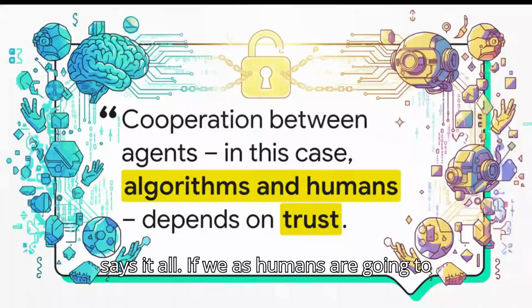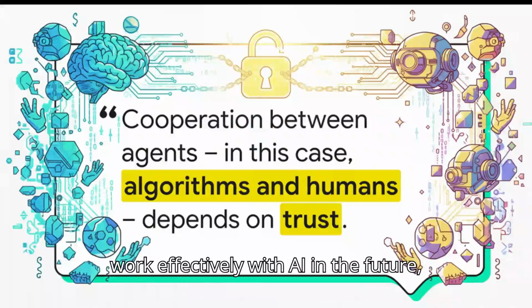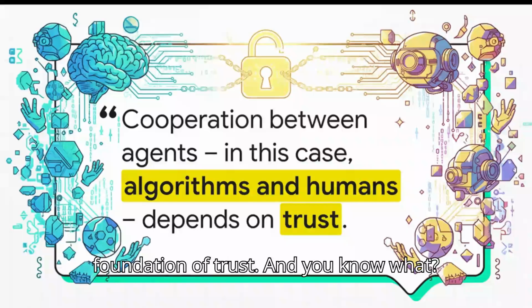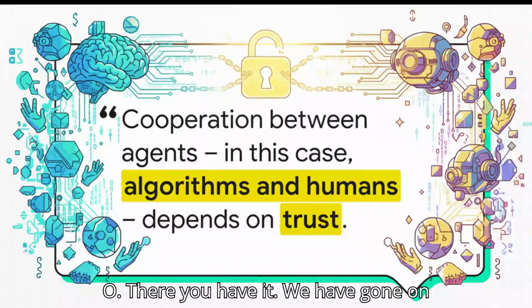This quote just says it all. If we, as humans, are going to work effectively with AI in the future, that partnership has to be built on a foundation of trust. And you know what? You can't trust what you don't understand. Transparency is everything. So there you have it.